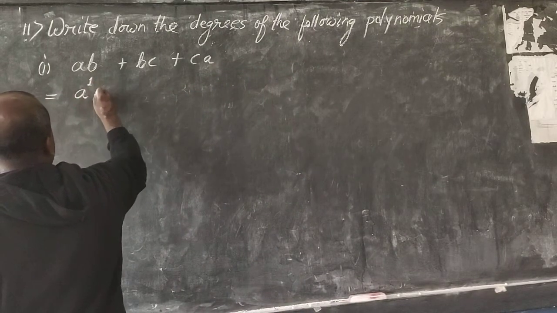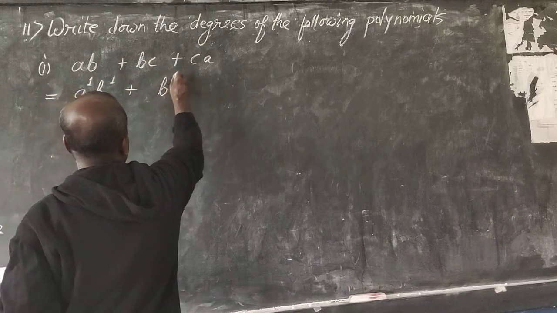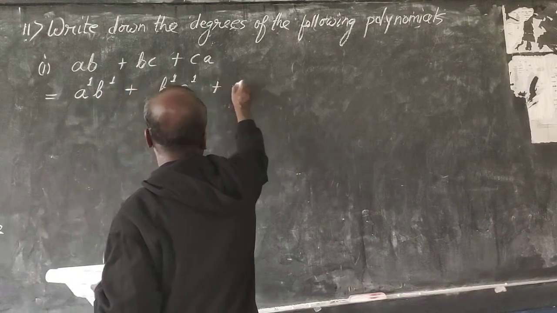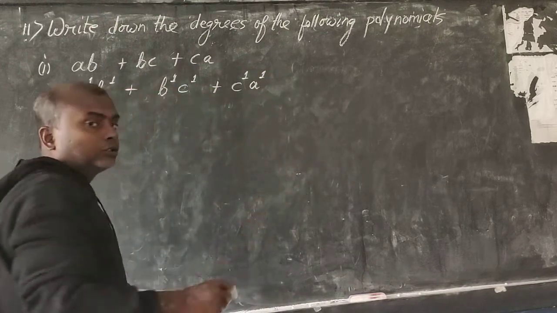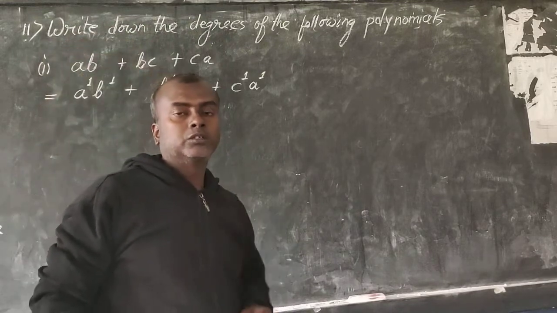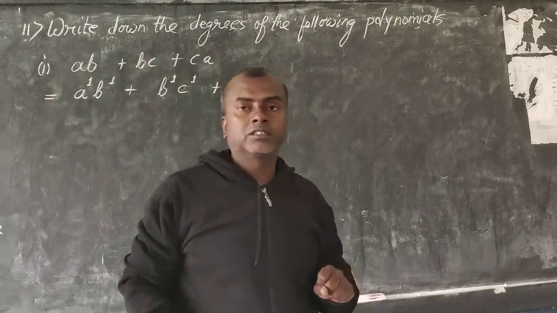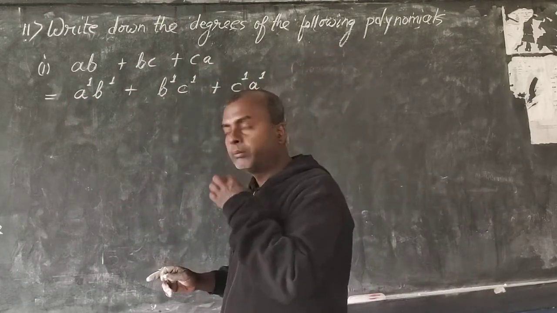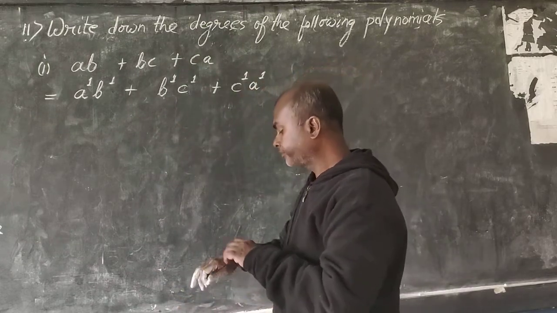A's power is 1, B's power is 1, C's power is 1. If there is no power written along with a variable, always remember there is this 1, always there. And in mathematics, this 1 we don't write in many places. So likewise here, 1 power is there, but it is not written in the question. But we have to know that there is 1 power.